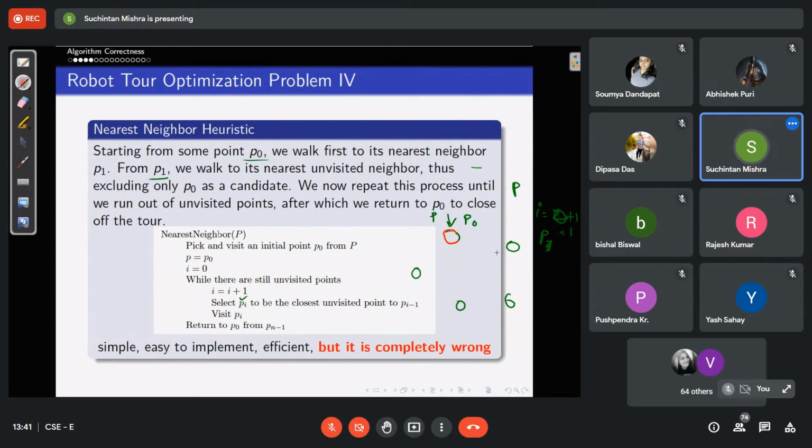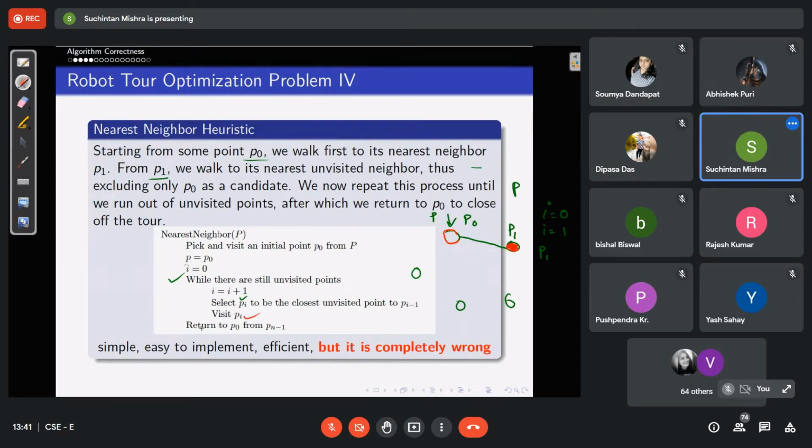So from P0, select the nearest neighbor. Let this be the nearest neighbor. So now this will become P1 because the I value is now 1. Let me just erase this. At this point, I was 0. We went inside the loop. Yes, there was an unvisited point, so we went inside the while loop. Now we made the value of I equal to 1. Now we select Pi, which is P1. So we have selected the nearest neighbor of P0. Now mark P1 as visited, or visit P1.